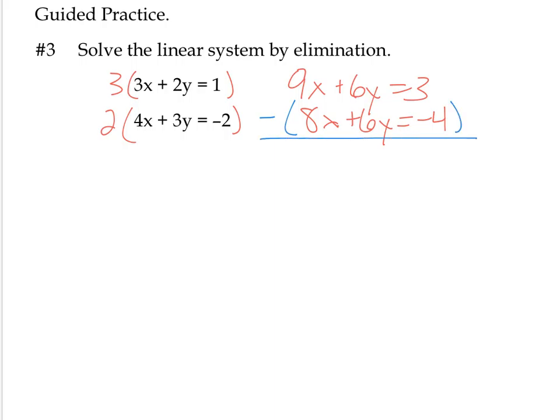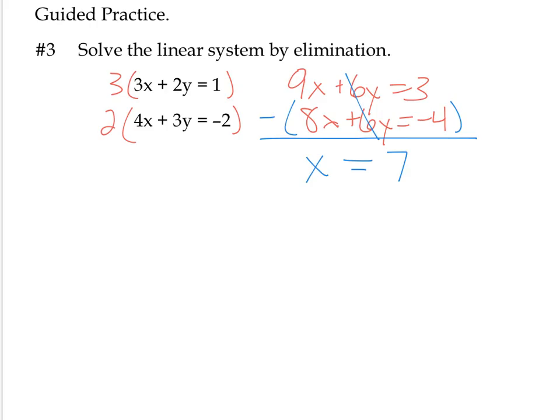Okay? So remember, we're going to subtract the entire second equation. 9 minus 8 is 1x. 6y minus 6y cancels out, equals 3 minus -4, positive 7. That's 3 plus 4. You're subtracting a -4. That's adding 4 to the 3, which is 7.